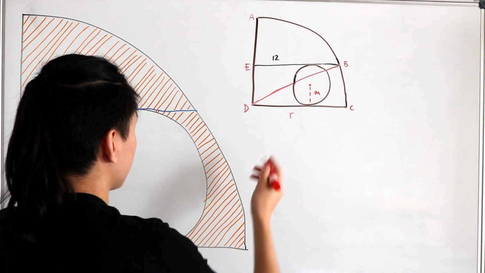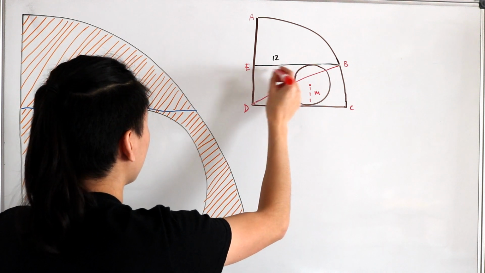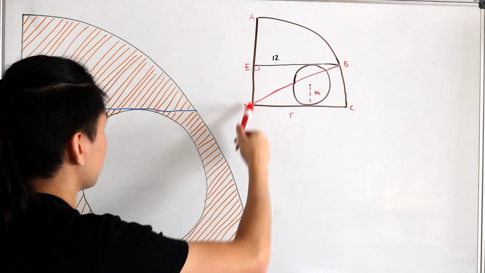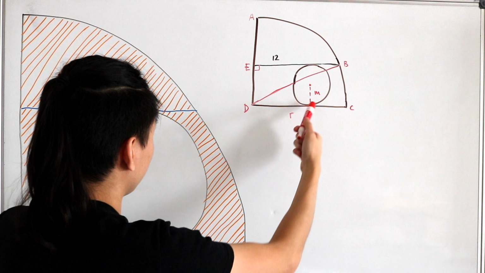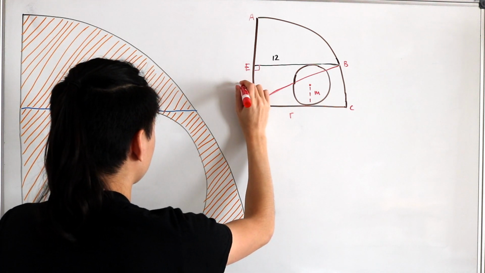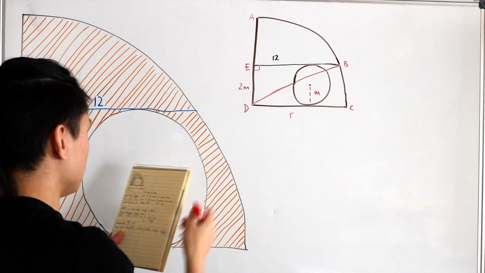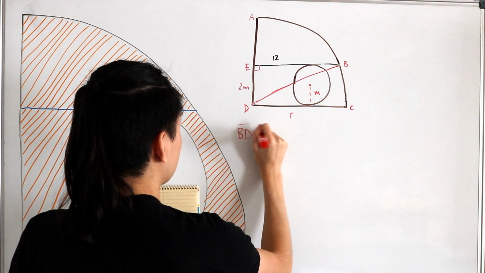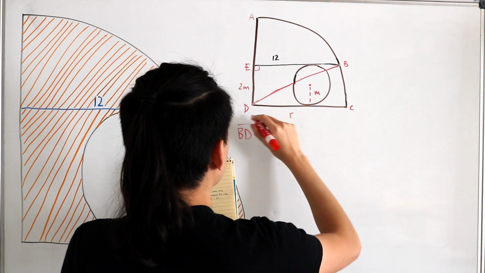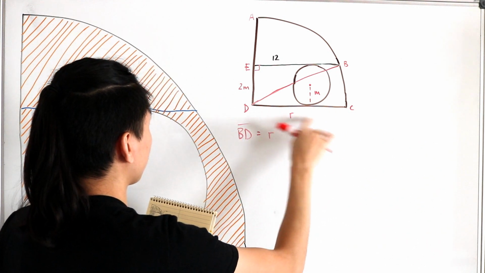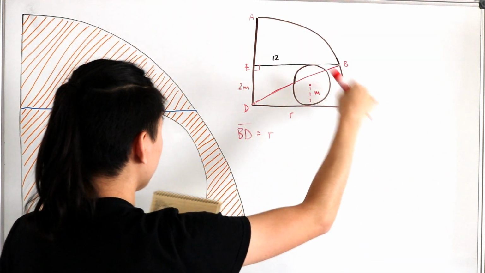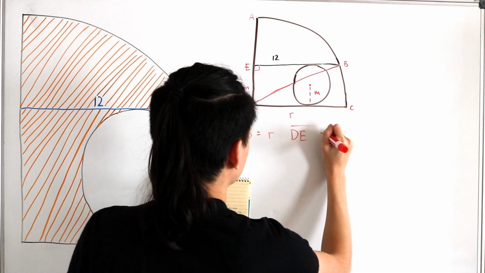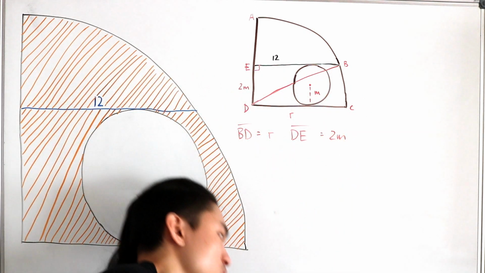We notice that this forms a right angle over here, and I should have put that in the construction earlier as well. The height of line segment ED is just double the radius of the full inscribed circle, so I'll call this length 2m from E to D. Then we observe that line segment BD is just equal to R, since that's the definition of the radius of the quarter circle. And line segment DE is 2 times m, where m is the radius of the smaller circle.